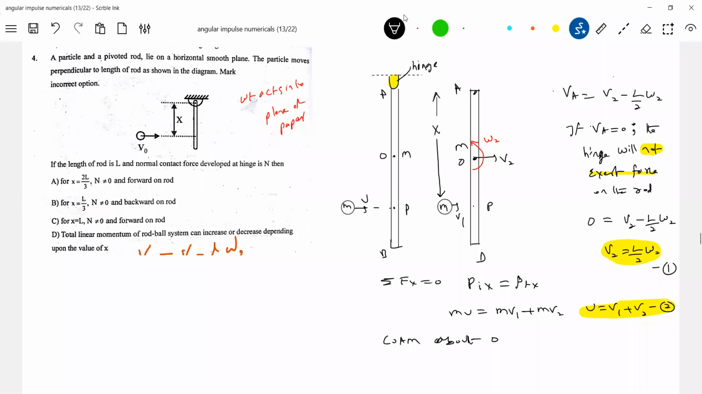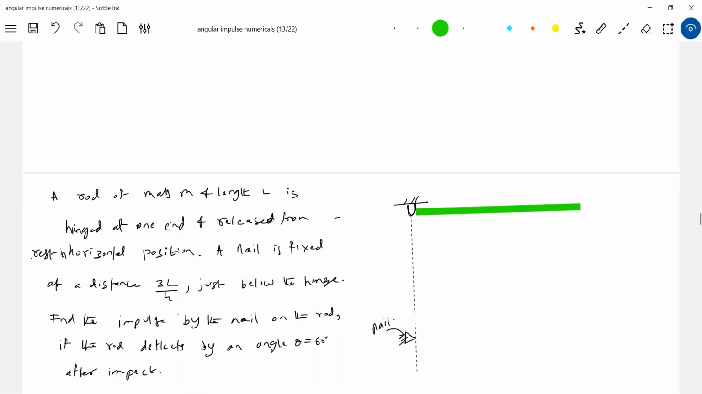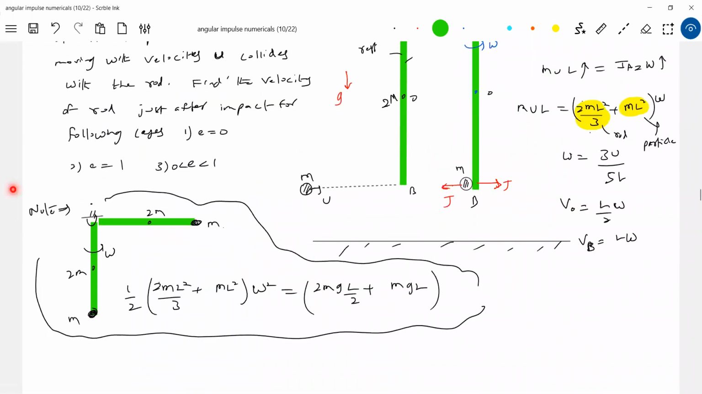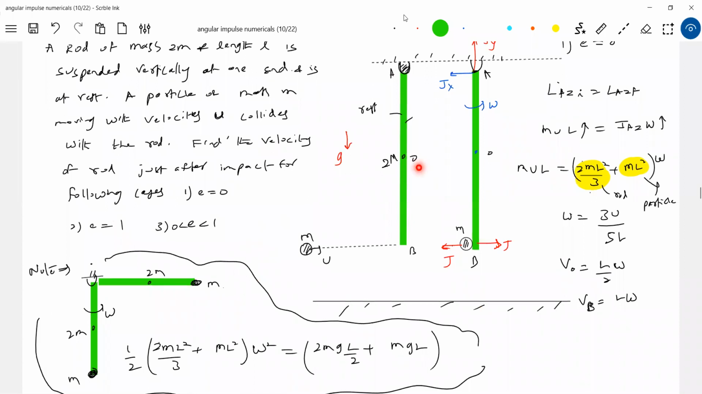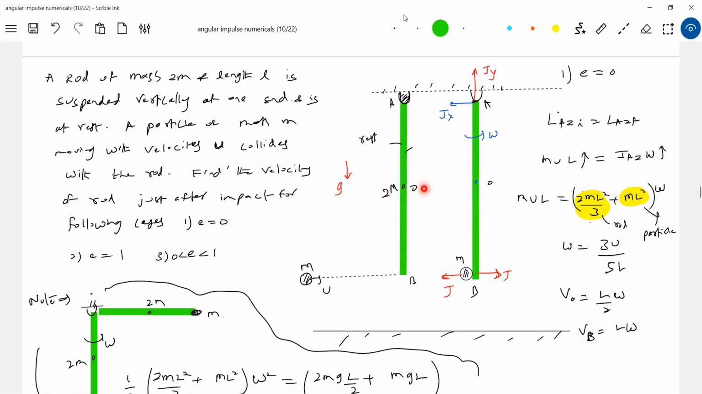And now your question. About point O, how can you conserve? Because I say that there's no impulse by the hinge. But in the previous problem you said you should not conserve angular momentum about O. You said angular momentum is conserved only about A. In this problem, again you are writing angular momentum about O.